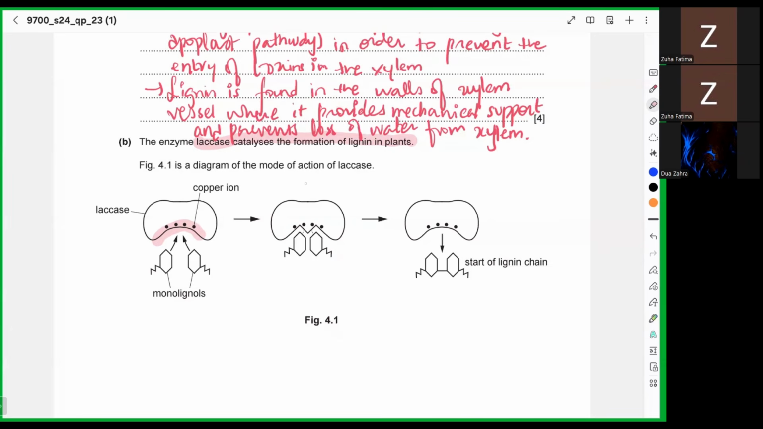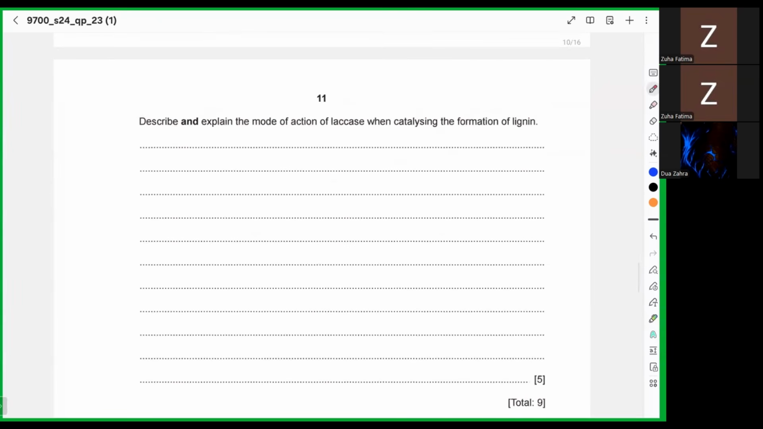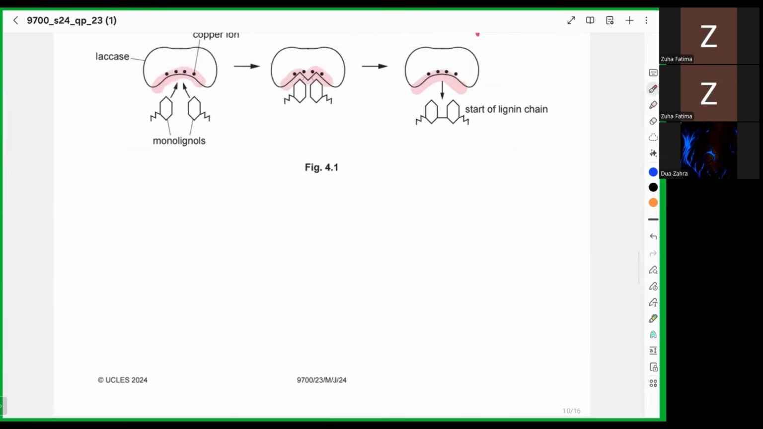However, in the second stage, we can see that the shape of the active site of the enzyme is changing according to the structure of the substrate. And once the substrate has turned into a product and has left, the active site is back to its original shape. Now, this mode of action is your induced fit model. So we have to identify, describe and explain the mode of action of laccase when catalyzing the formation of lignin.